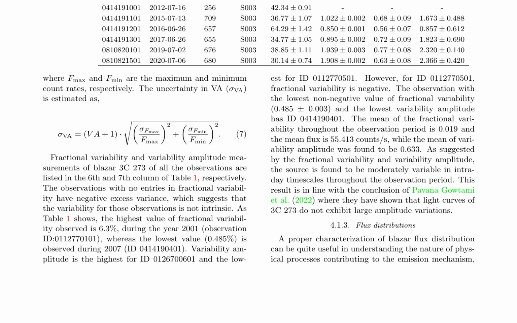These results suggest that 3C273 exhibits moderate variability on intraday timescales throughout the observation period, consistent with the findings of Pavana Gautami et al. 2022, that the light curves of 3C273 do not exhibit large amplitude variations.